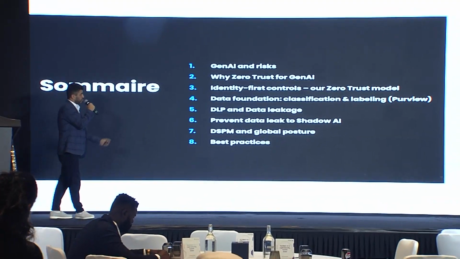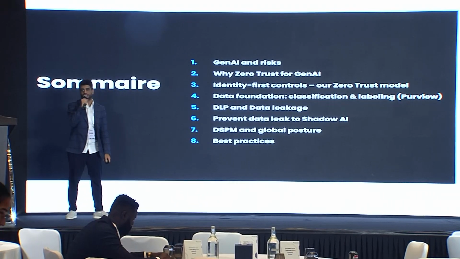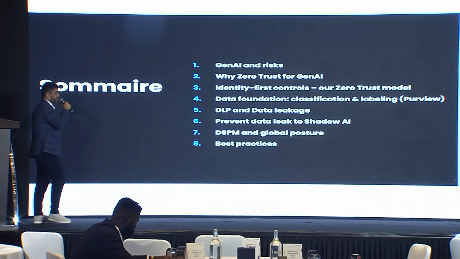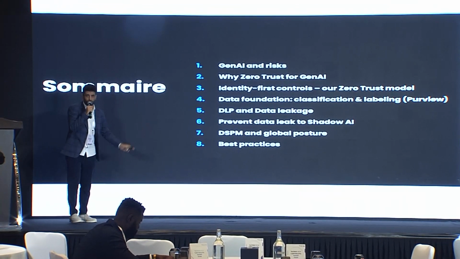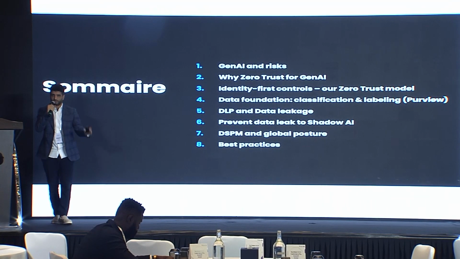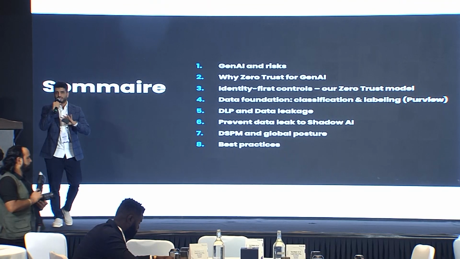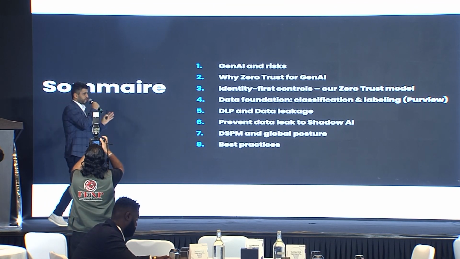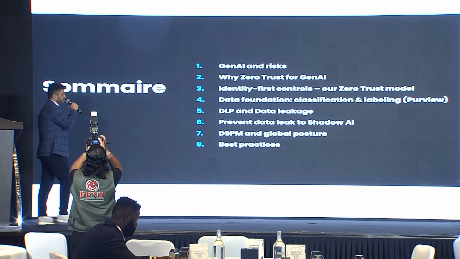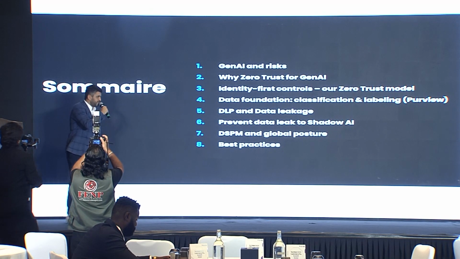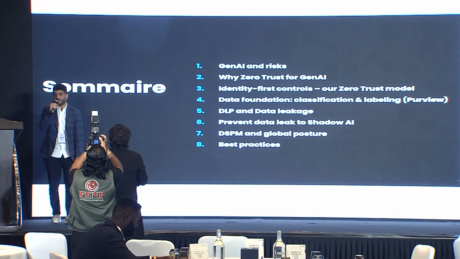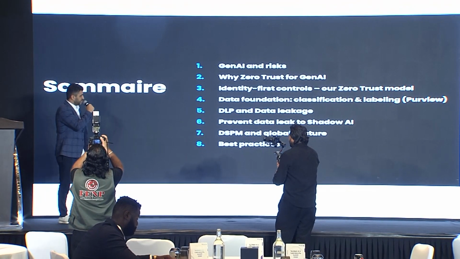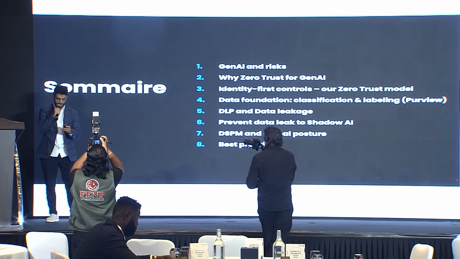Regarding the agenda, we will talk about Gen AI and risk. Why is the zero trust model for the Gen AI? Identity-first control. We will see this is the most important for any project, any component. The first one is the identity part. We will talk about the data foundation, DLP, shadow AI. It's very important. And then we will finish with DSPM and best practices.